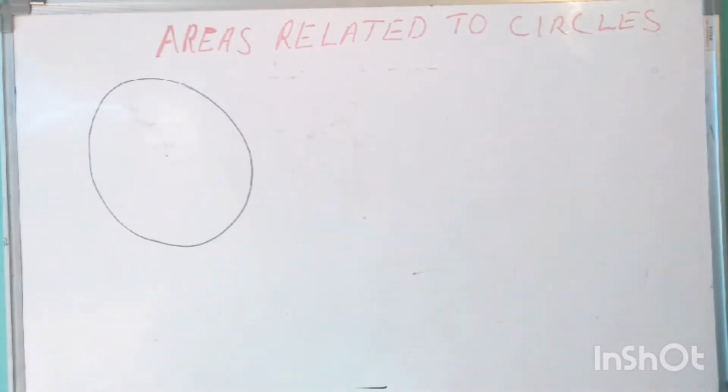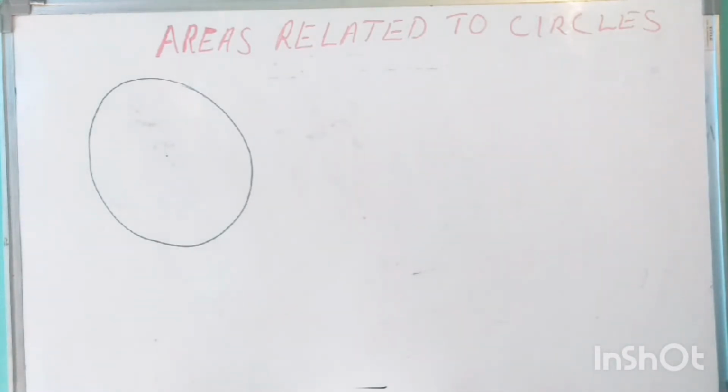Today we are going to discuss the next chapter, areas related to circles. And what is a circle? That we discussed in the chapter circle. What do you mean by circle? Circle is a curve traced out by a point that moves in a plane so that its distance from a given point is a constant.